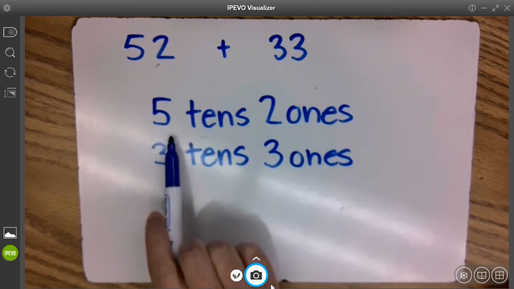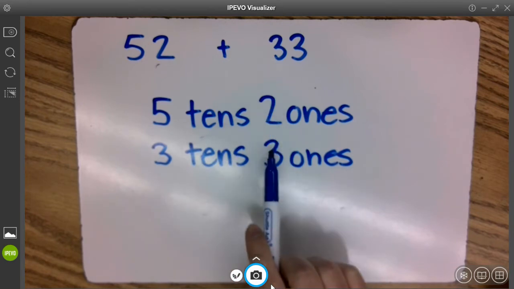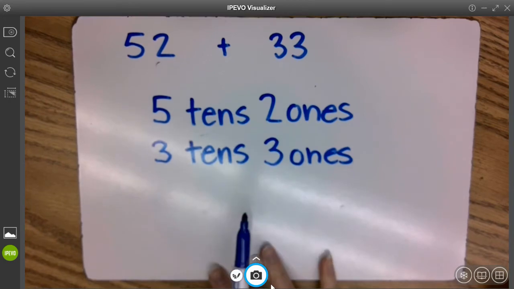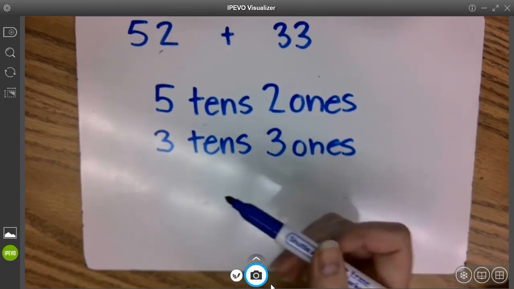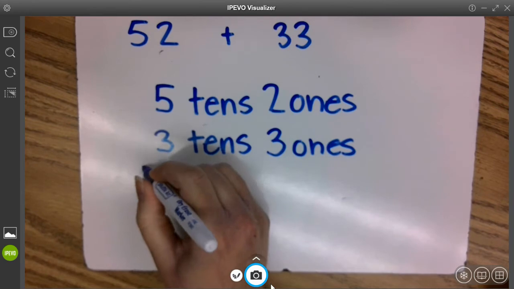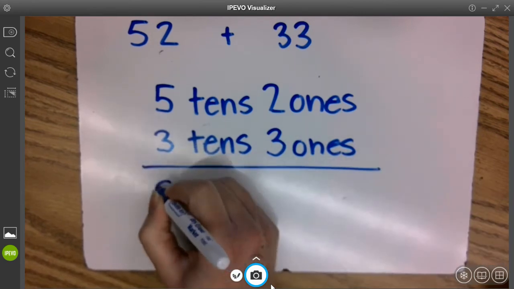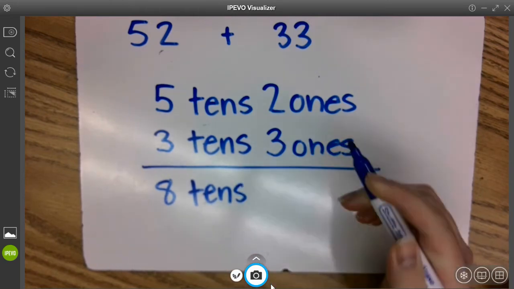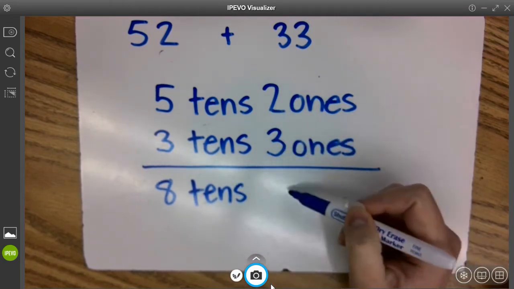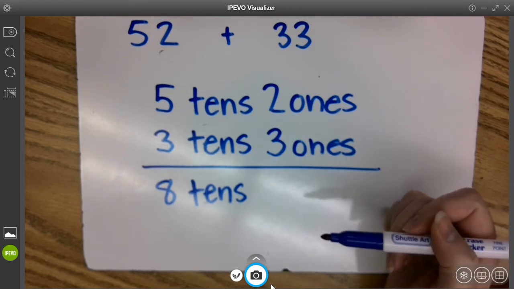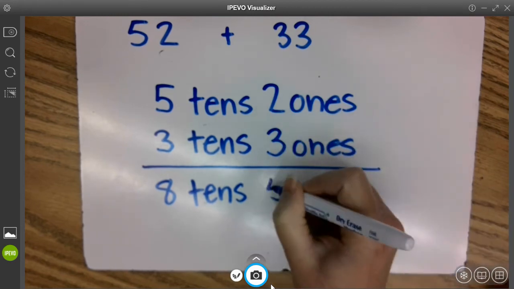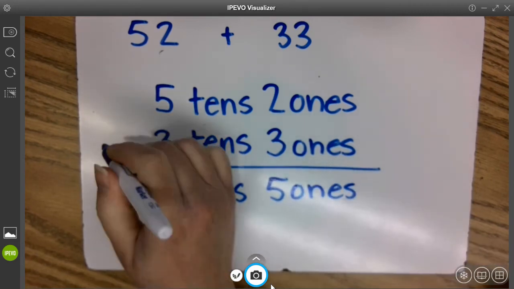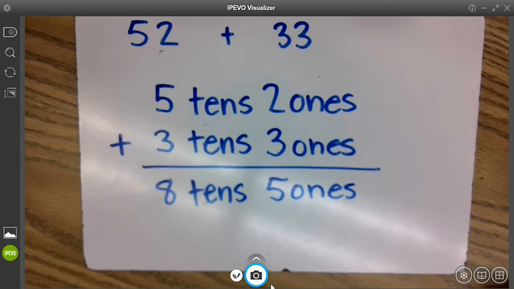Notice I have lined up my tens and I've lined up my ones. I have 5 tens and 3 tens. How many tens do I have? I'm going to actually put a line here. I have 8 tens. I have 2 ones and 3 ones. How many ones do I have? I have 5 ones. Did you notice that I just added?